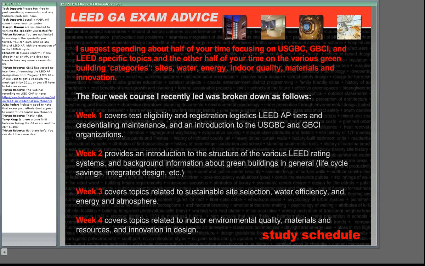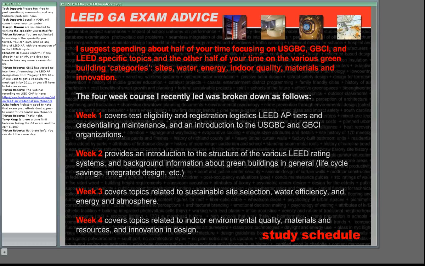So essentially, my 4-week class was broken down where 2 weeks were spent on LEED, USGBC, and GBCI. How does the LEED rating system work? And some background information about green buildings in general. What I mean by that is the general picture for life cycle savings, the general concept that you might pay a little premium up front for a more efficient HVAC and building envelope and design, but you're going to get that back through savings in potentially taxes or utility bills and things of that nature. So the first 2 weeks really cover that.